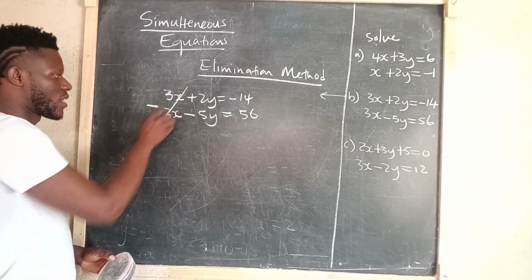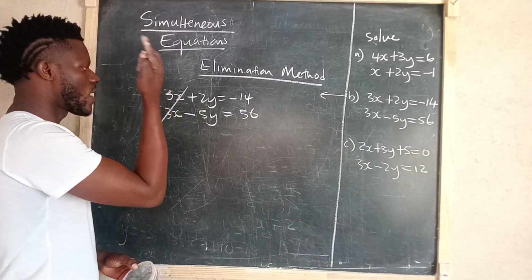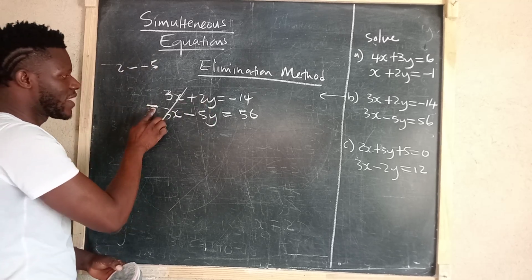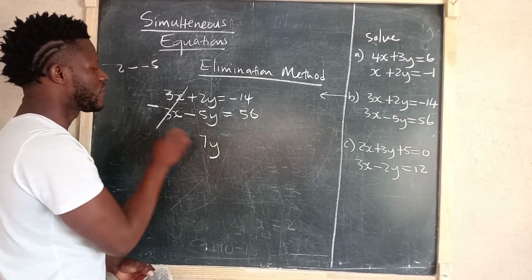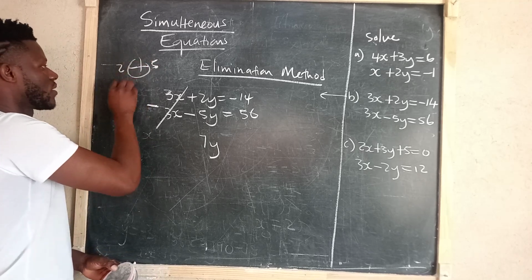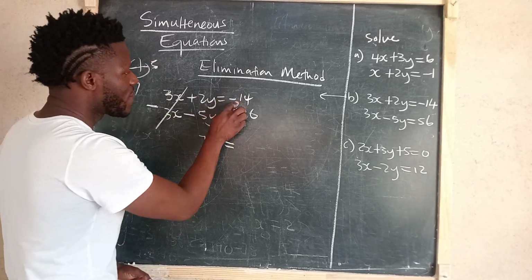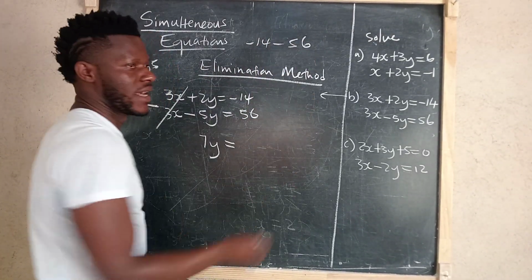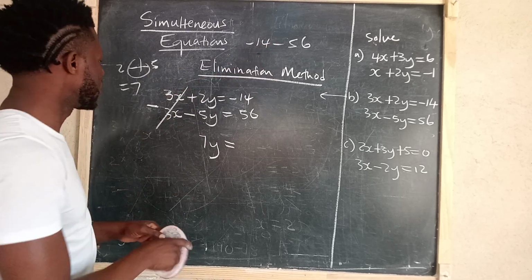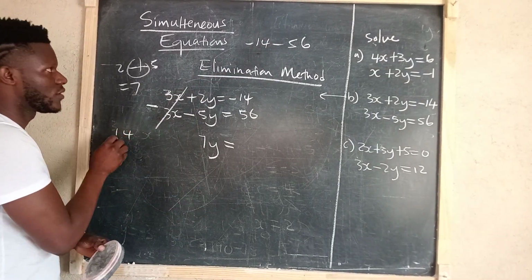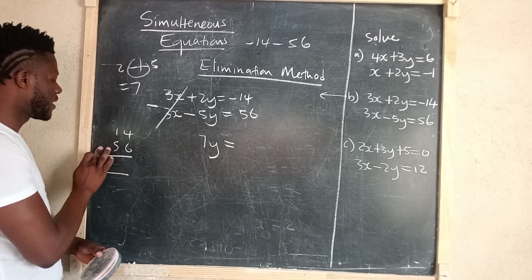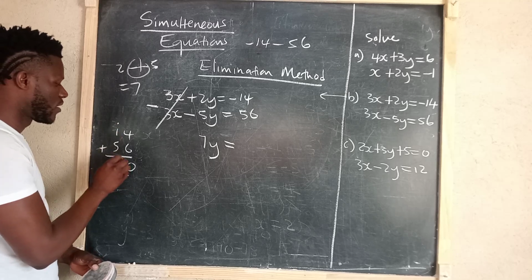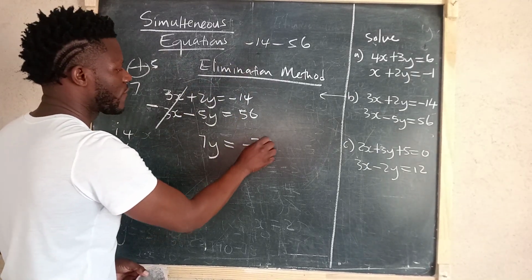3x minus 3x is out. 2y minus minus 5y, it's 2 minus minus 5, so we add, we get 7y positive. Positive 7y is equals to minus 14 minus 56. Alright, so this now implies that we should add these terms. So let's add 14 to 56, but we'll get a negative answer. 6 plus 4, 10, 0, carry 1, 5, 6, 7. So we get negative 70.